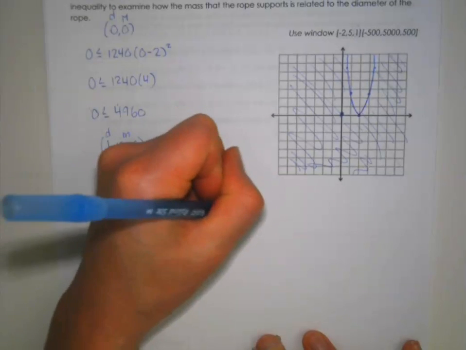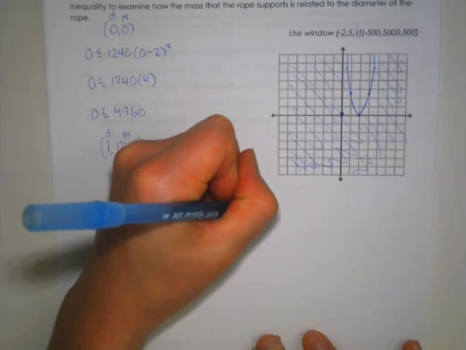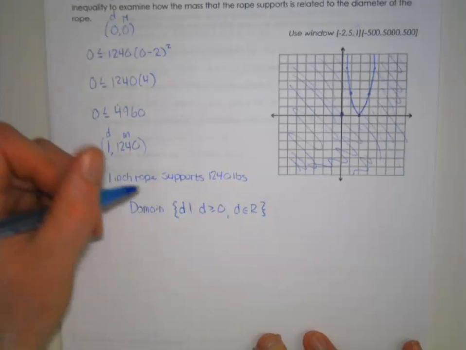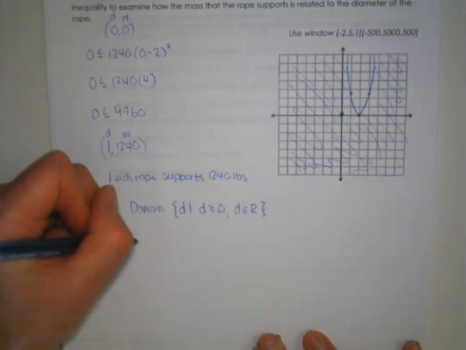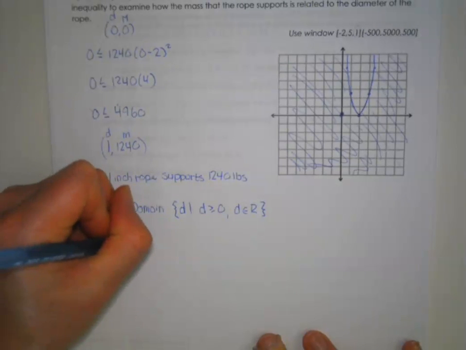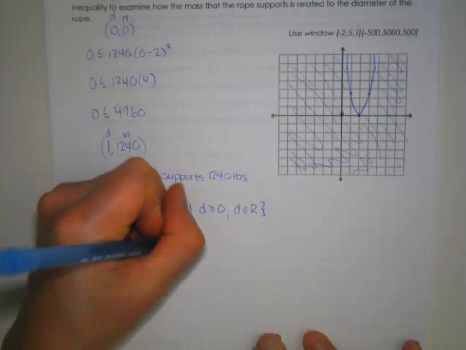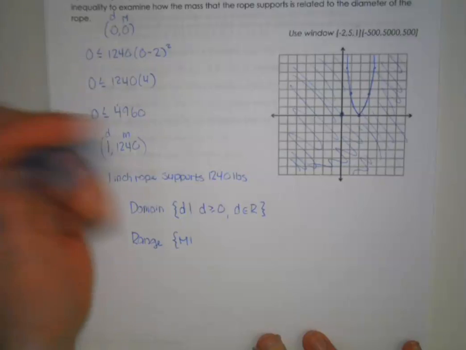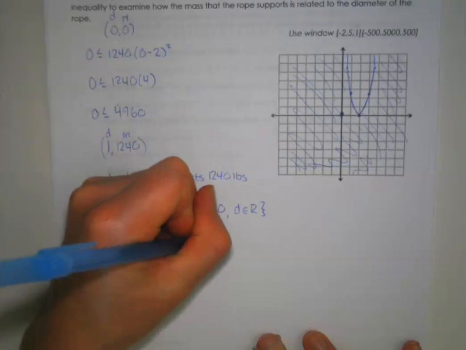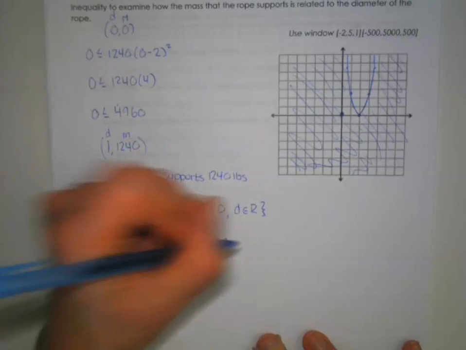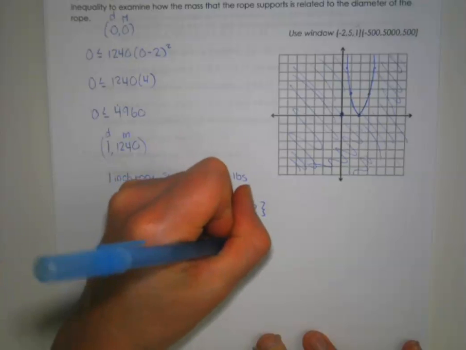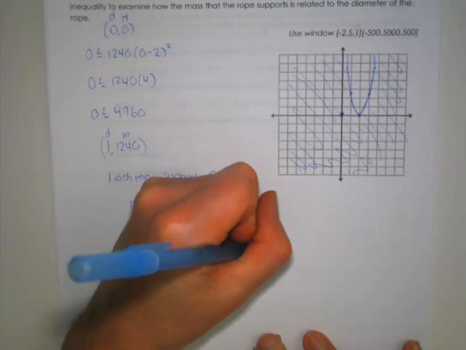But other than that, we can also say that the domain is all real numbers. So as long as it's greater than 0, we can figure out the mass that would be supported for any diameter. In terms of our range, it's kind of the same thought process, right? We're looking at mass, and again, we can't have negative mass, so we would say mass has to be greater than or equal to 0, but other than that restriction, mass can be equal to all real numbers.